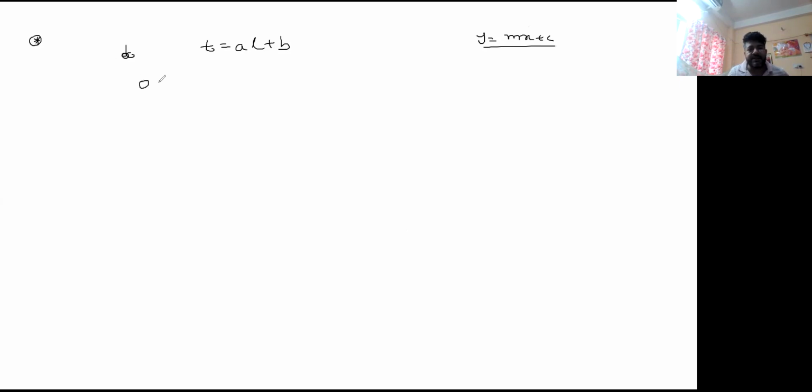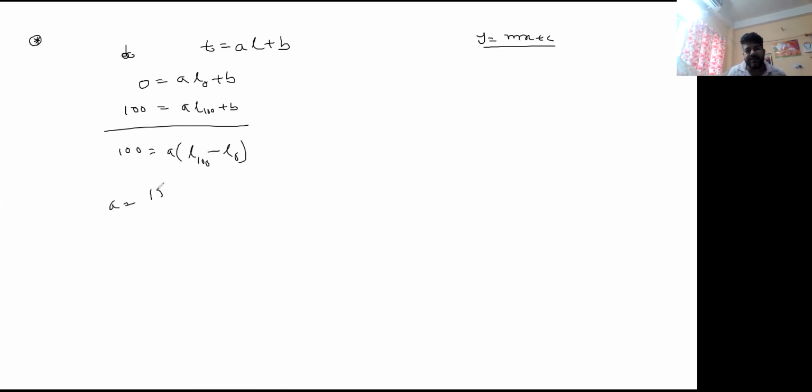So at 0 degree centigrade, we write A L0 plus B, and at 100 degree centigrade, we write A L100 plus B. From these two, we can say 100 equals A (L100 minus L0). So A is 100 by (L100 minus L0). And if we put this value, then we can say B equals minus A L0.